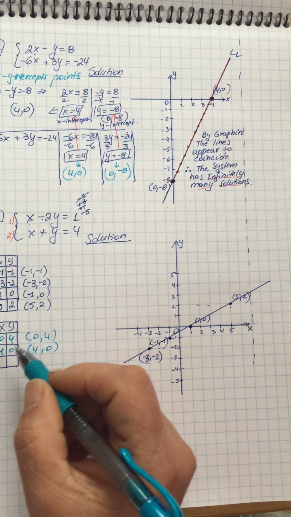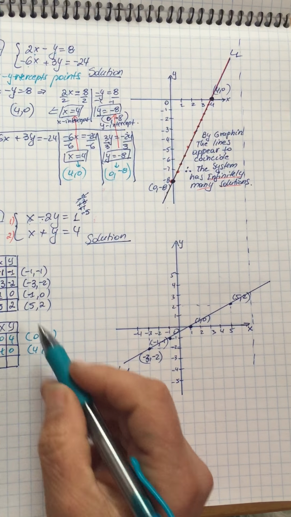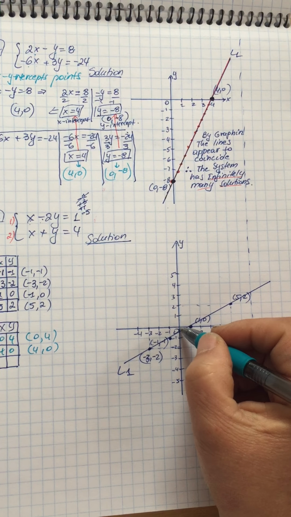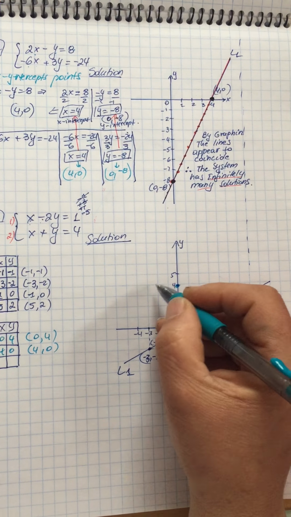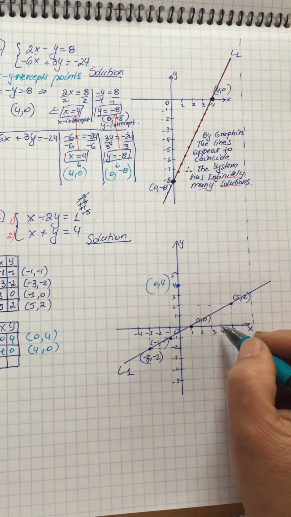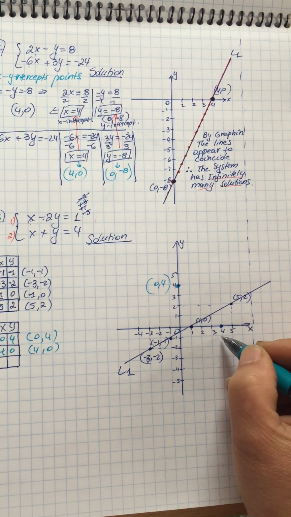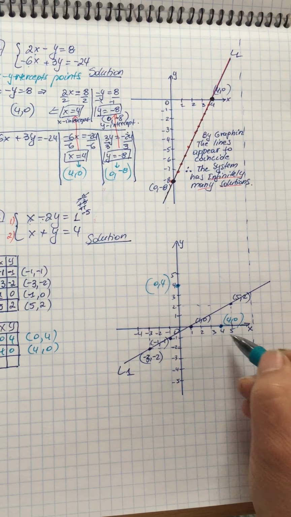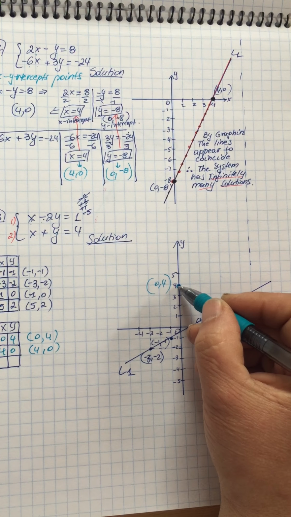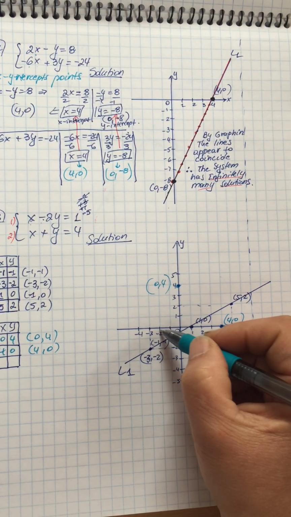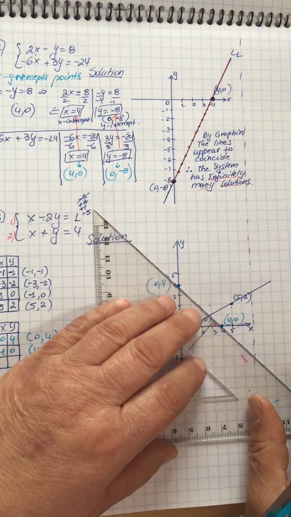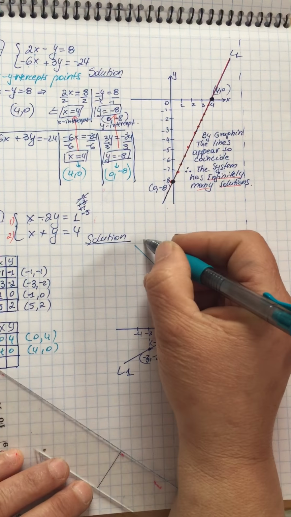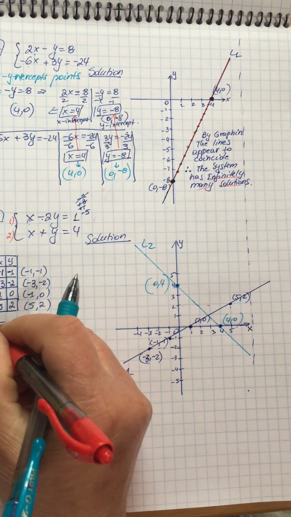And now, let me see if I need another point. If I don't need another point, I will not find another point. Why? So 0, 4. And 4, 0. If I need a point, I can choose a value here to give me a point. And if I want a point on this side, I can choose a value for x here and find another point. I don't need it in this case, this is enough. So this is the graph of the second equation.